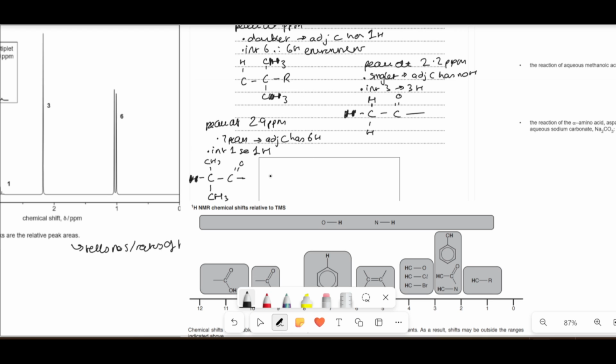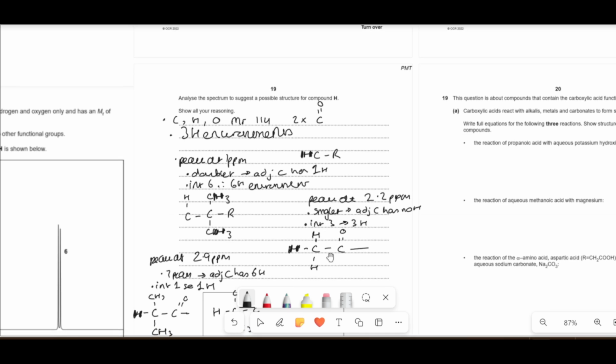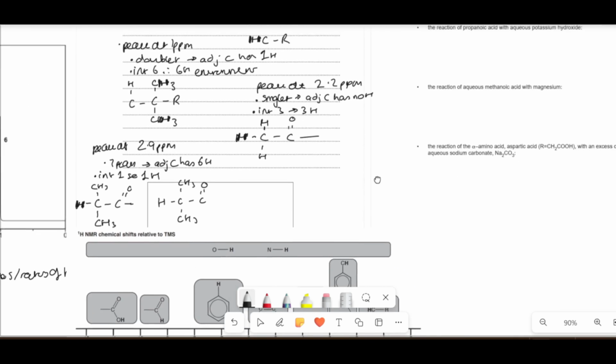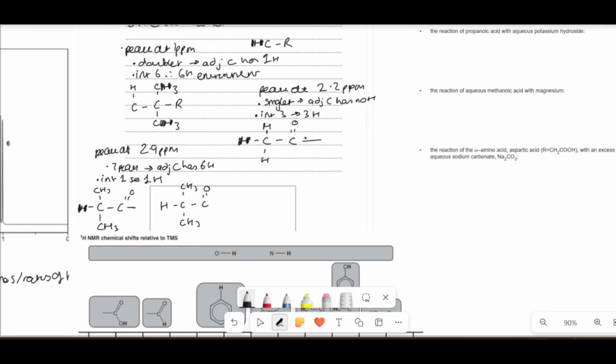So we put the pieces of the puzzle together. One end of it is going to have this CH3, C double bond O, right? And then what else do we know about this? We know it's got just CHOs only, and it's got an Mr of 114, and it's also got 3 hydrogen environments, and it's got 2 carbonyl groups in it. So that must mean that in this case, we definitely have another carbonyl group on this here, right?